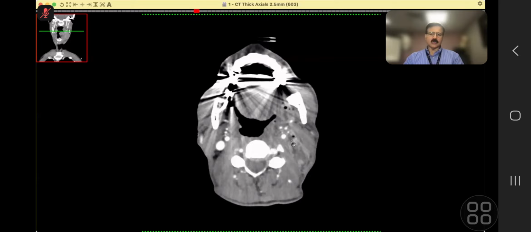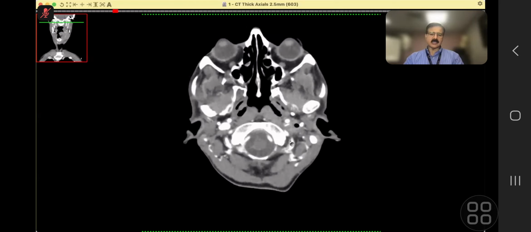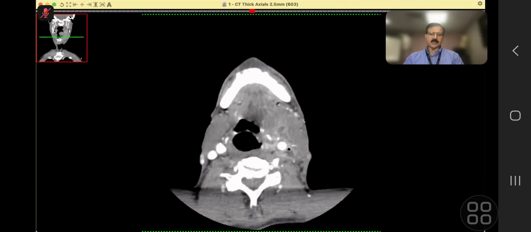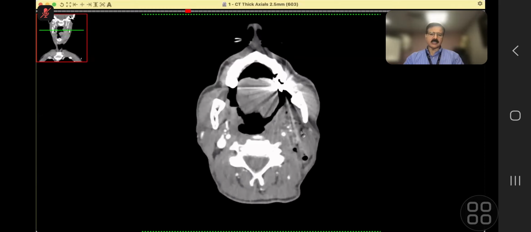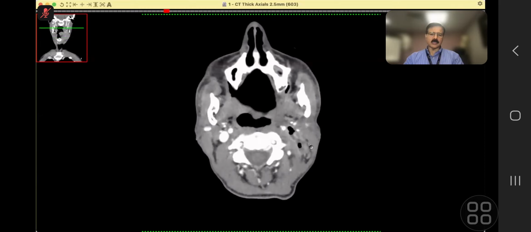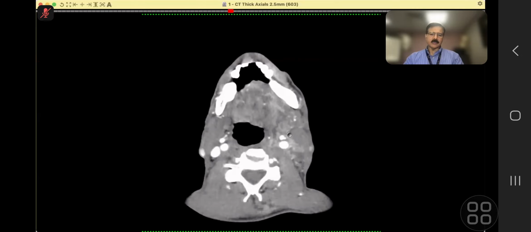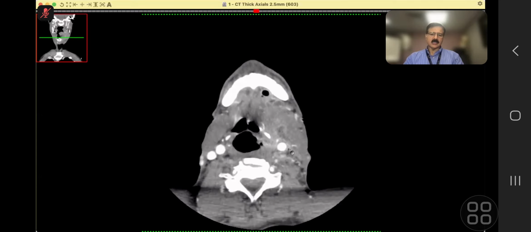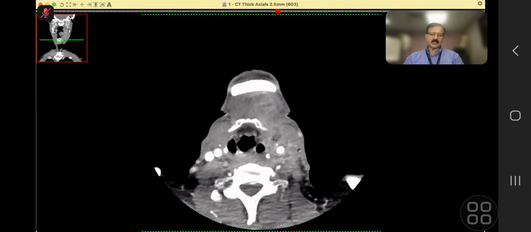Now, let's go back to anatomy and try to trace it. Which space is involved? From the submandibular space, it has gone to the masticator space, to the parotid space, but most importantly, to the carotid space. Now, this is the common carotid artery, abscess there.